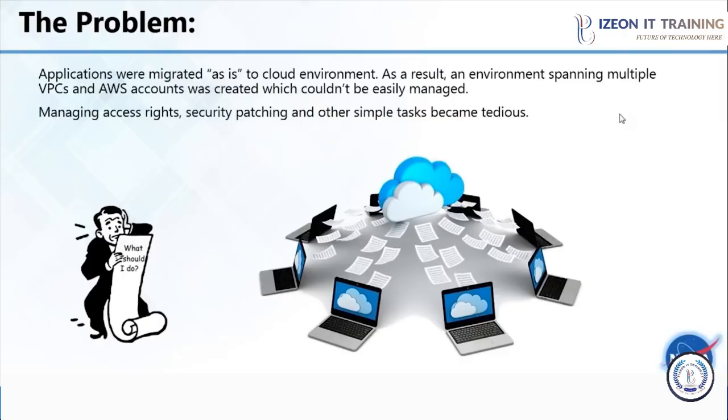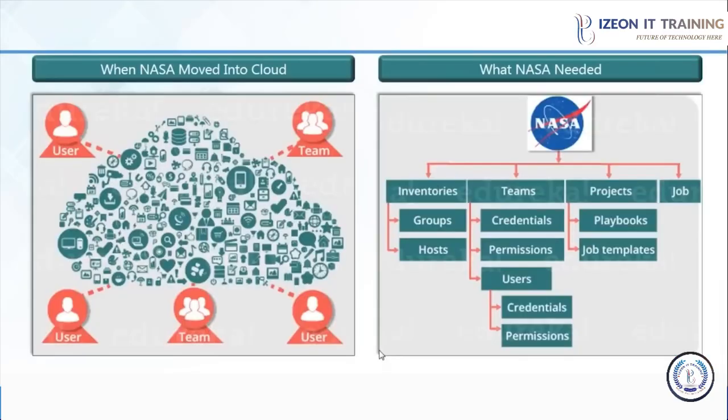And because of this, all the AWS accounts and all the virtual private clouds that were previously defined all got accumulated in a single data space, and this made up a huge chunk of data. And NASA had no way of centrally managing it. Even simple tasks like giving a particular system administrator access rights to a particular account became a very tedious job. NASA wanted to automate end-to-end deployment of all their apps, and for that they needed a management system. So this was the situation when NASA moved into the cloud.